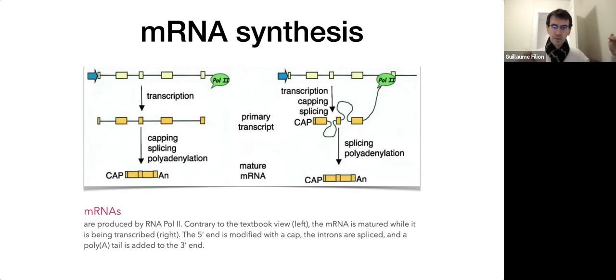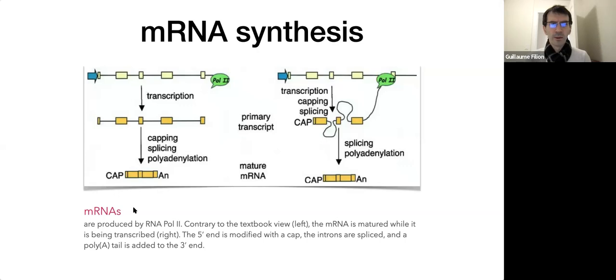So that happens when the RNA polymerase goes to the terminator, and the terminator is not the place where transcription stops. Okay, that's ironic. That's the place where the RNA is cut, and then it grows a poly A tail. But the polymerase goes a little bit further than that.